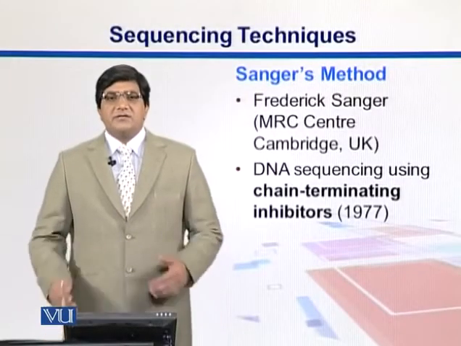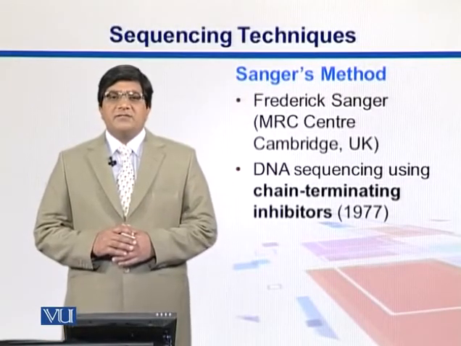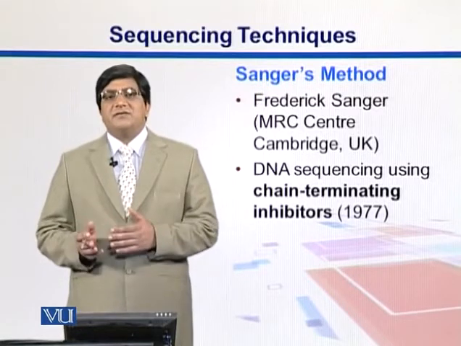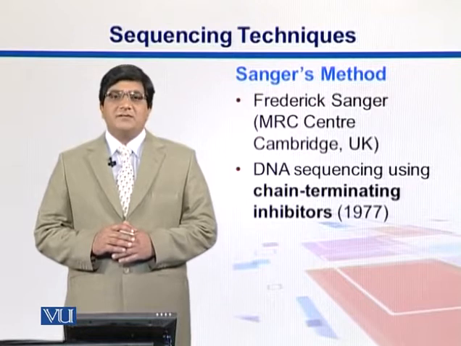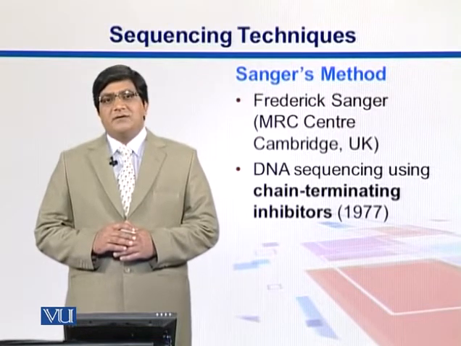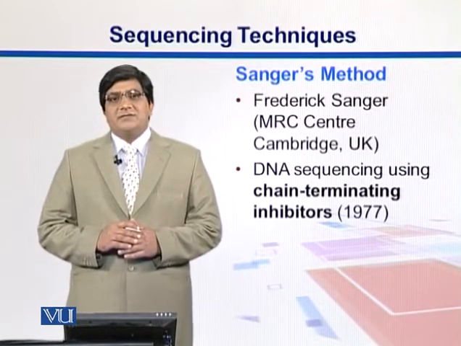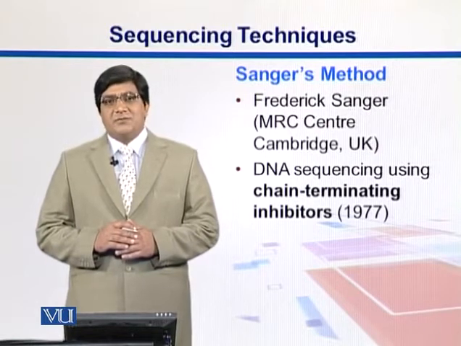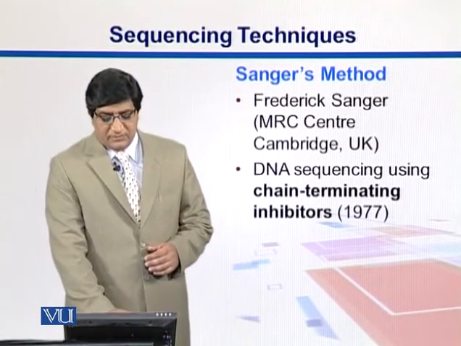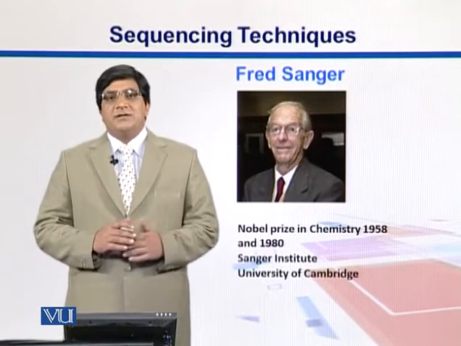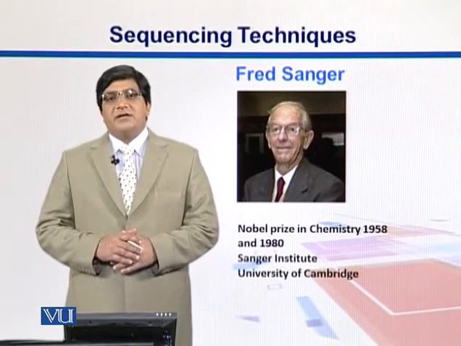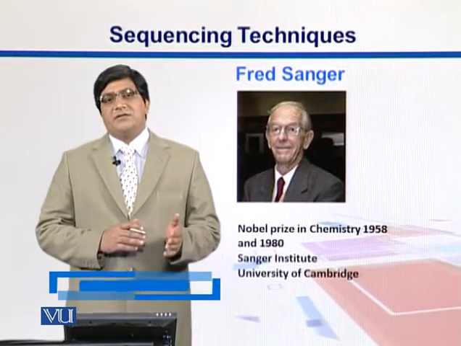Now we talk about DNA sequencing, and I will present first of all the most famous method presented by Frederick Sanger while he was working at MRC Center, Cambridge, UK. His method was known as the sequencing by chain termination. He published in 1977.